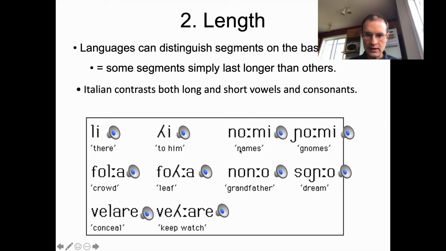And we also have a contrast in the length of the vowels. So we can try the word names. Nomi. Versus the word grandfather. Nonno. So here the O is short and then the N is longer. Nonno. And here the O is longer and the M is shorter. Nomi. And we can also listen to this sort of contrast with the palatal nasals too. Gnomi. Sogno. Yeah, and hopefully you can pick up on that.